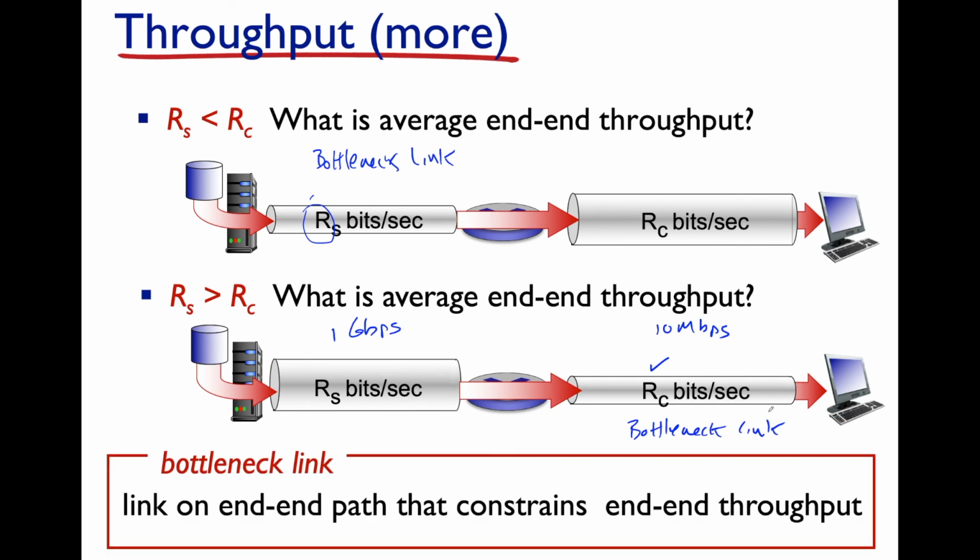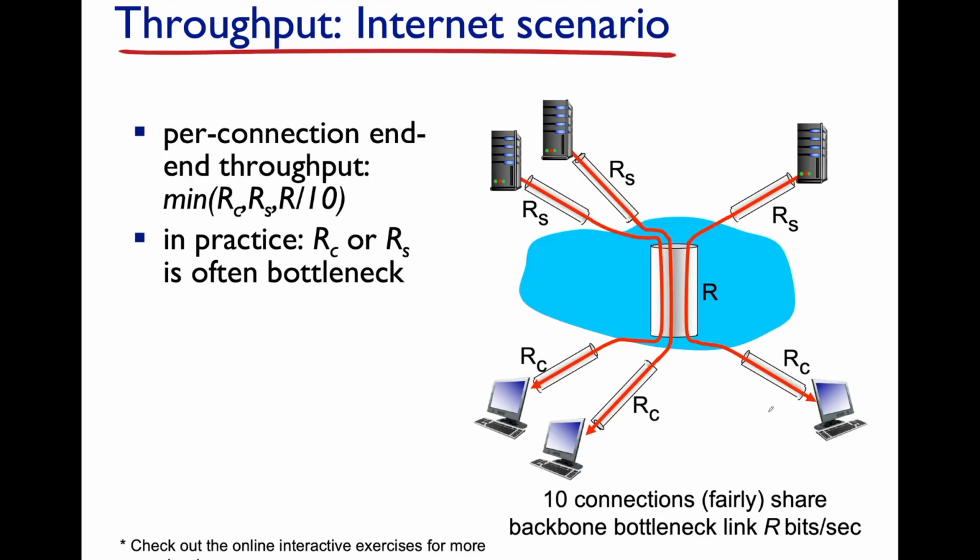Okay, so the link on the end-to-end path that constrains the throughput is a so-called bottleneck link. Now here I'm only showing 2 hops, but let's imagine you had 20 hops or 10 hops. That bottleneck link is going to constrain the end-to-end throughput, the rate at which the data arrives at the endpoint destination. So let's take another example, and this is more indicative of what happens on the internet.